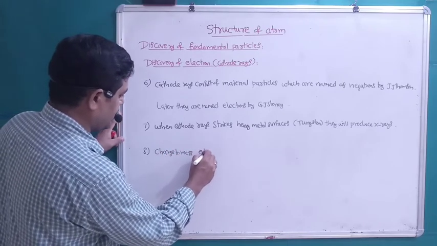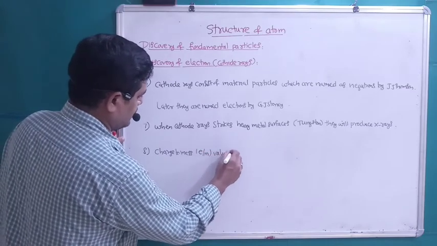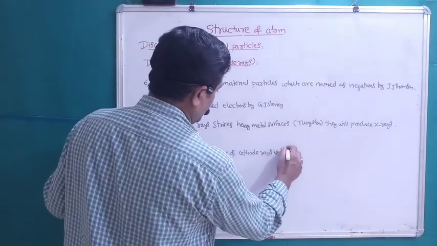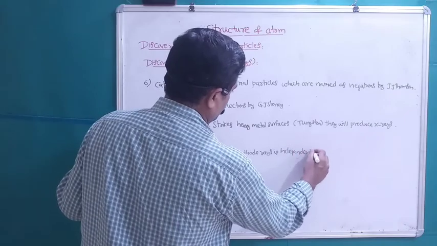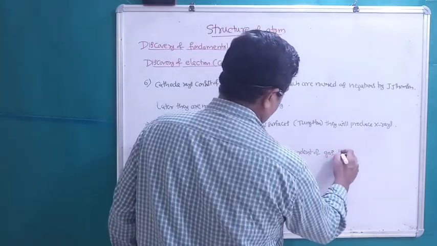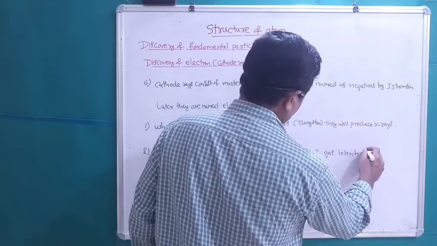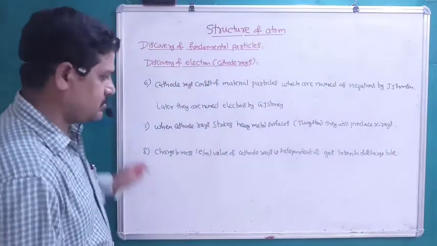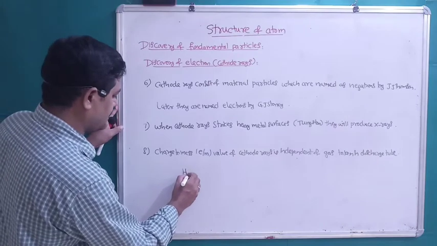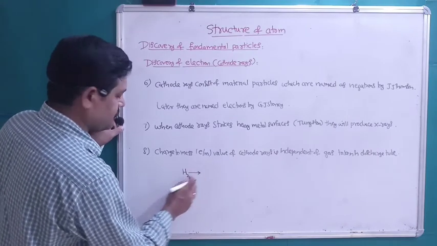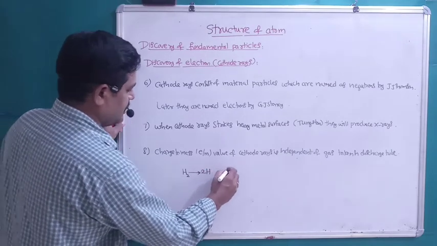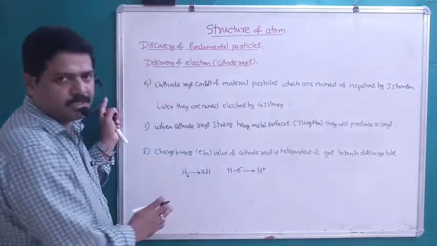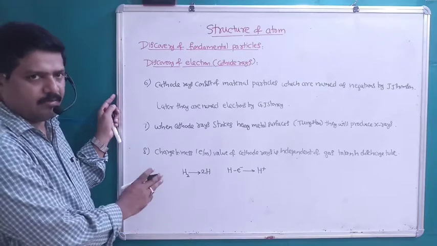Then the charge to mass ratio, that is e/m value of cathode rays, is independent of the gas taken in the discharge tube, right? For example, students, if you take hydrogen gas inside the discharge tube, atomization of hydrogen will produce 2 H atoms and loss of 1 electron will give H plus, right? So ionization of gas takes place when it is subjected to high voltage.